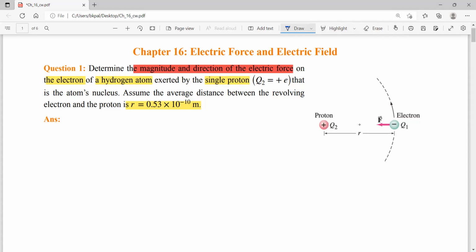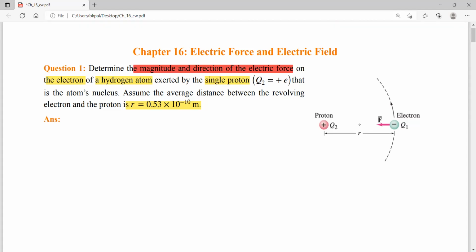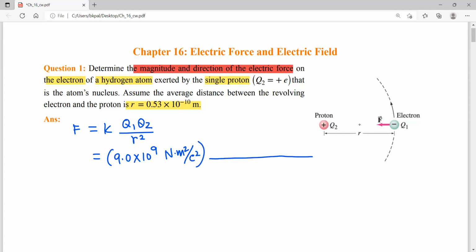Now you already know the equation, right? The Coulomb force is F equals K Q1 Q2 over R squared. K is the Coulomb constant, and the value of the Coulomb constant is 9 times 10 to the power 9 Newton meter squared per Coulomb squared. The charge of the electron and the charge of the proton are both the same, and the value is 1.6 times 10 to the power minus 19 Coulomb.